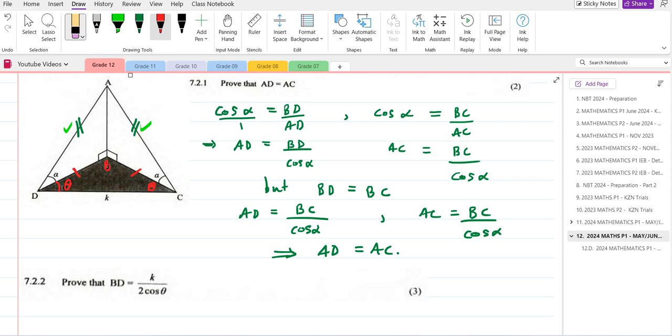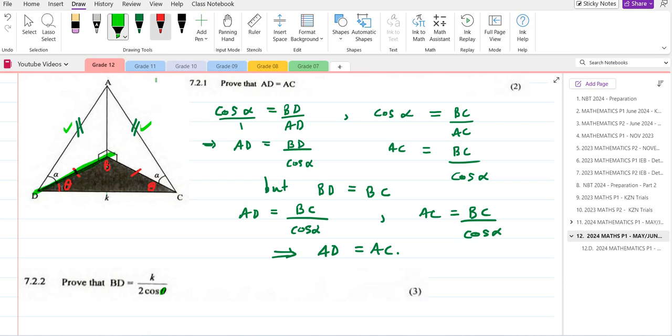Now K over 2 cos theta. So we need to use angle theta somewhere here, right? And we want BD. So if we want this line BD over here, we can use the sine rule. K over, we got the side K here.